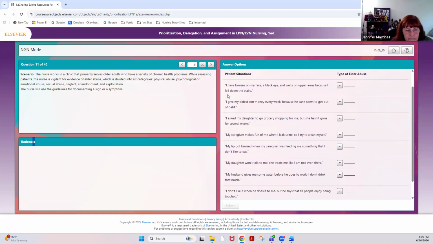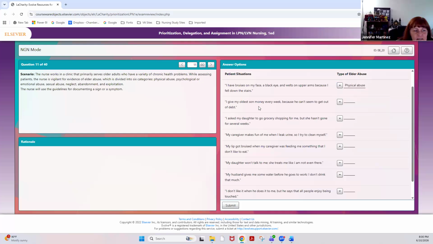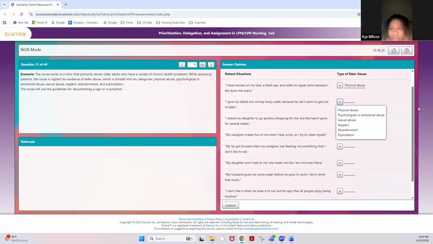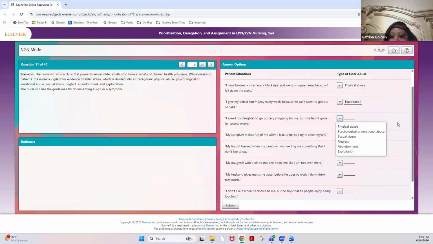All right. I have bruises on my face, a black eye, and welts on my upper arms because I fell down the stairs. Physical. I gave my oldest son money every week because he can't seem to get out of debt. Exploitation. I asked my daughter to go grocery shopping for me, but she hasn't gone for several weeks. Neglect. Abandonment.